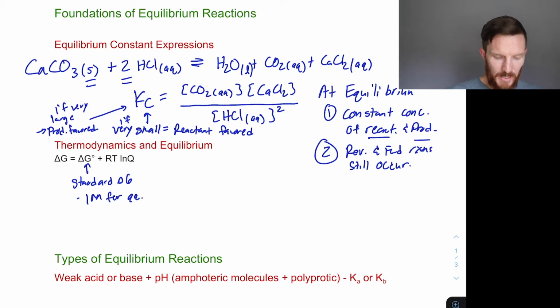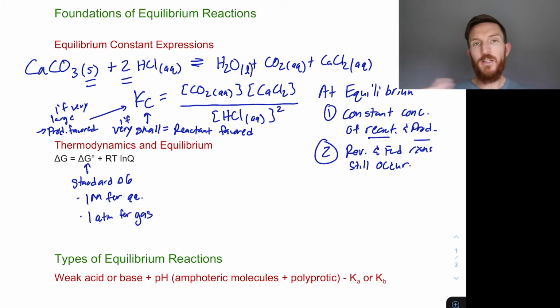1 molarity for anything that is aqueous or a solute, 1 atmosphere for any of our gas reactants or products, as well as a temperature of 25 degrees Celsius or 298 Kelvin. So that gives us our standard delta G. Now, how might that differ from the actual delta G? Well, that's going to differ depending on what the relative amounts of our reactants and products are.